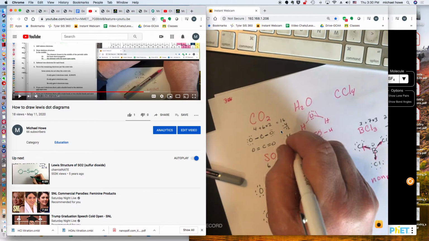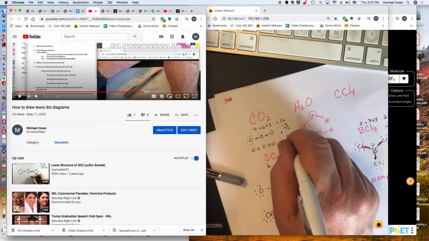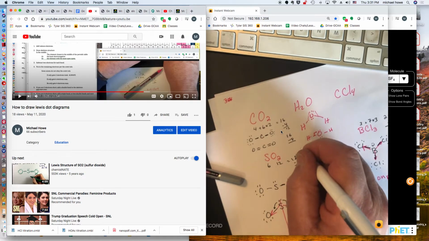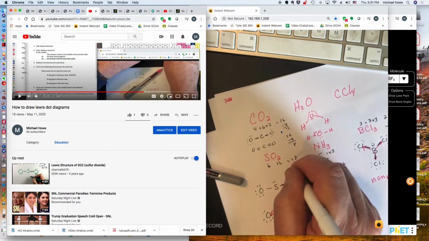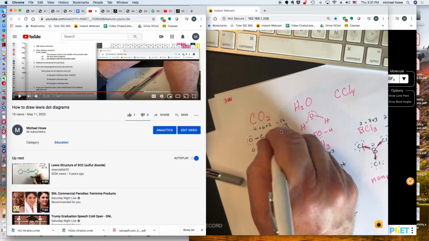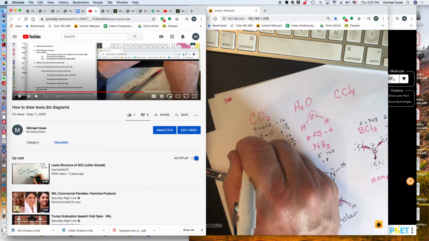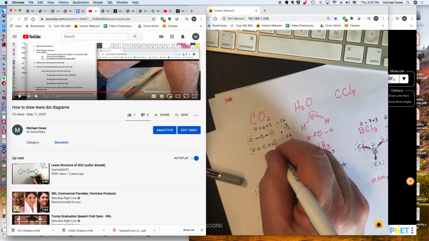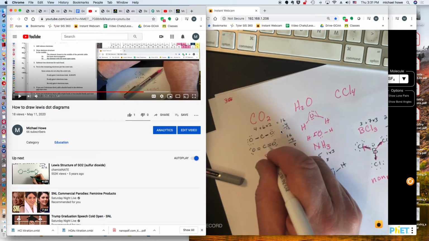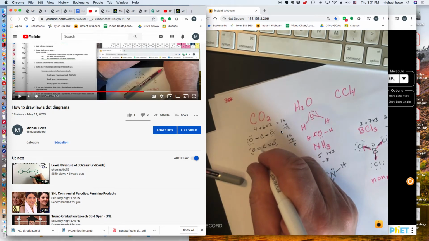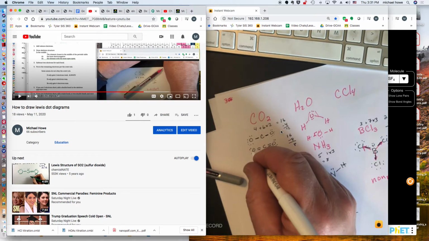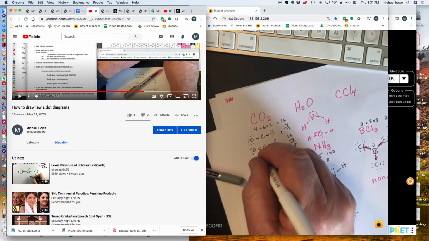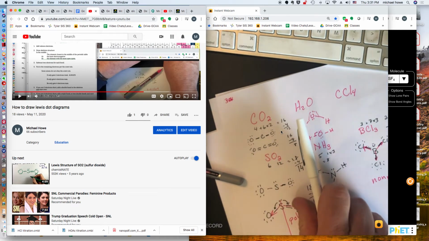So we had 16 valence electrons. We're going to take away 2, 4, 6, 8. So that gives us 8 electrons to put in the picture. 1, 2, 3, 4, 5, 6, 7, 8. All right. Now, do we have 8 electrons around everything? Around the carbon, 1, 2, 3, 4, 5, 6, 7, 8. Around the oxygen, 1, 2, 3, 4, 5, 6, 7, 8. So we have 8 electrons around all of the atoms in our picture, and that becomes our dot diagram.